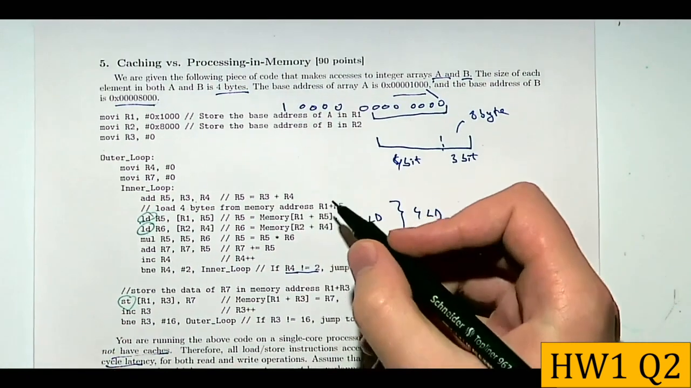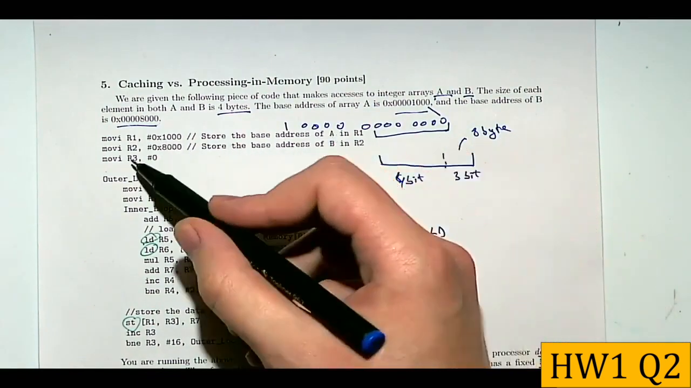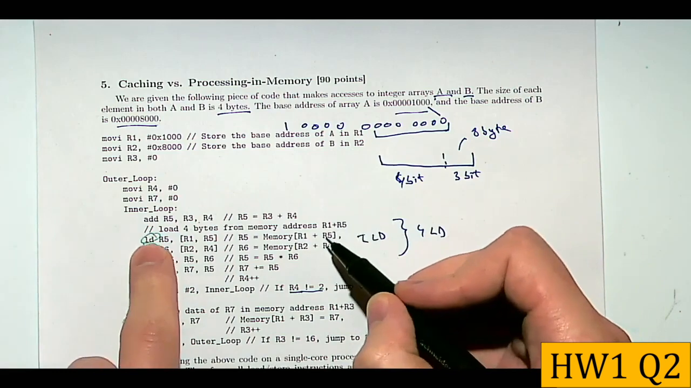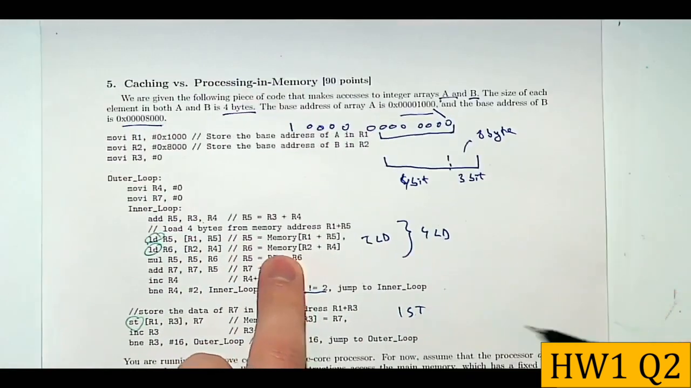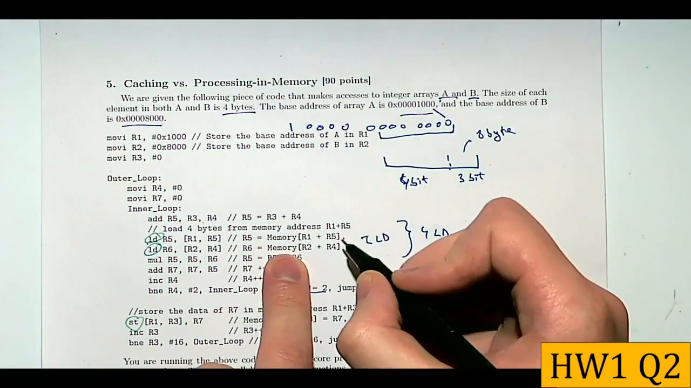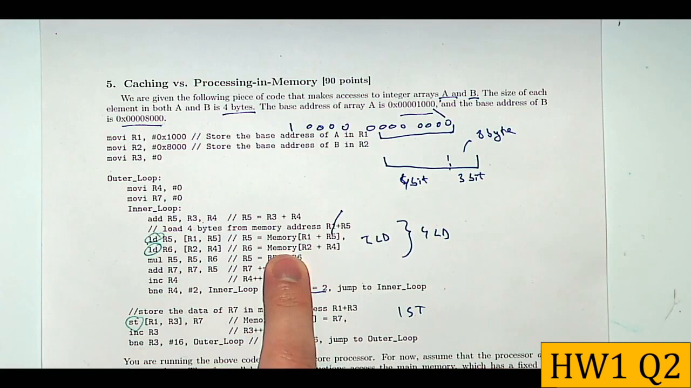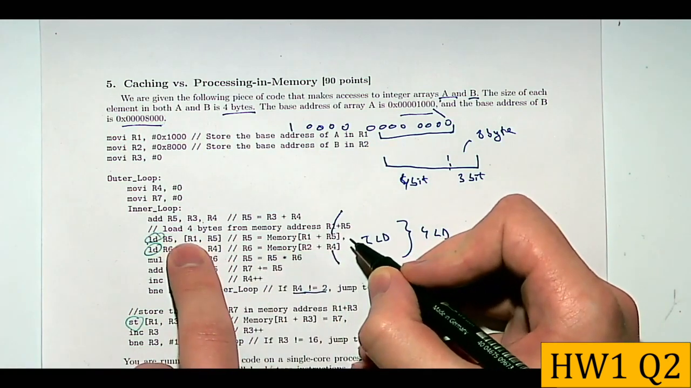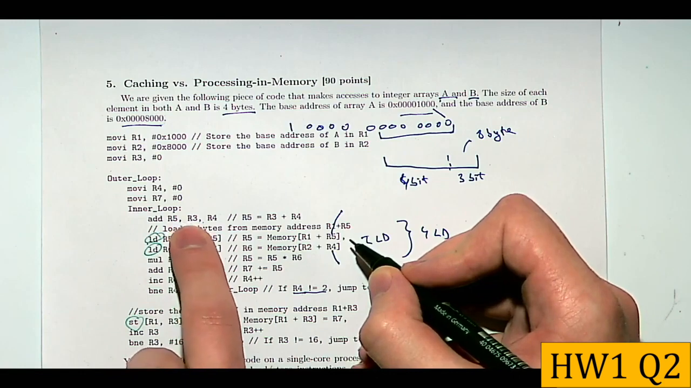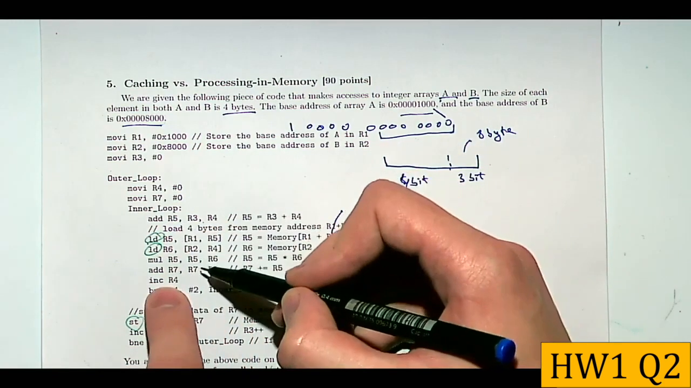So here in this code, we see that R1 is the base address of A, and then R2 is the base address of B. So this first load is targeting some element of A, and then the second one is targeting an element of B. So here we use R5 to iterate over this array, and here we use R4. R5 is calculated by adding R3 and R4. So we already have some understanding about R3 and R4.